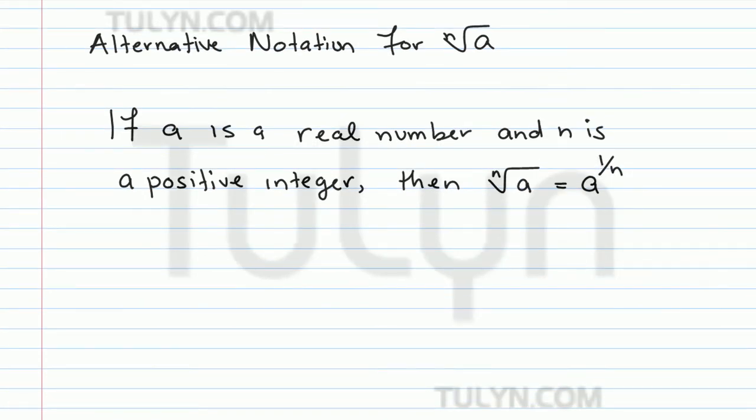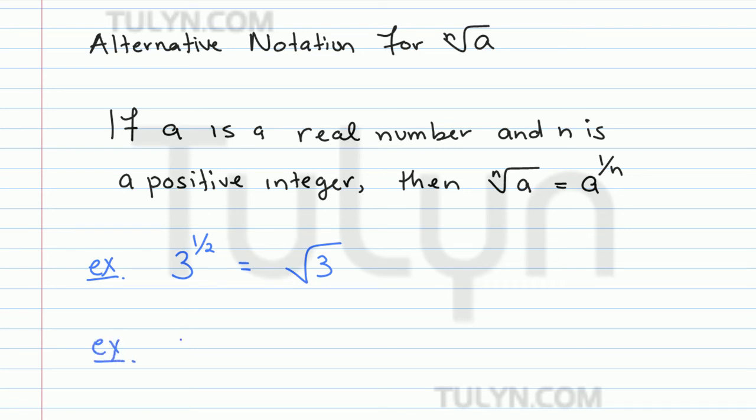So, for example, if I gave you 3 to the 1/2 power, this is the same thing as saying the square root of 3. But remember, if we're writing square root, we usually don't write the index 2 down. We only write the index if it's 3 or greater. So these two are equivalent notations.